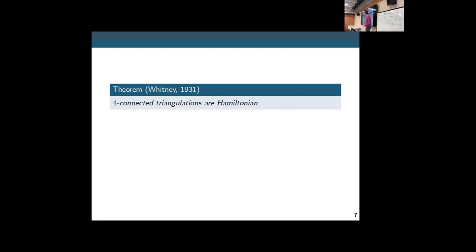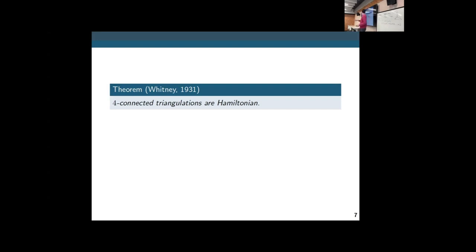So you have a triangulation of the sphere, and the only condition imposed is that you don't have separating triangles. A separating triangle is a triangle with stuff inside and stuff outside. And Whitney says you don't allow that. That's what 4-connected means. Then this has a Hamiltonian cycle. This is a statement. Is that okay?